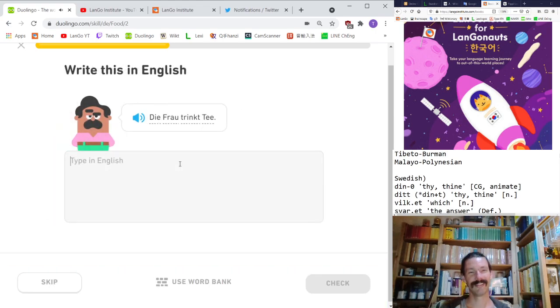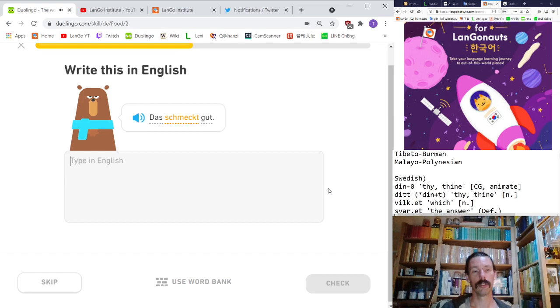Die Frau trinkt Tee. Both in Frau and trinkt have a uvular, although here in Frau and trinkt they're both devoiced somewhat by the consonant, maybe just in trinken because it's aspirated. The F could be aspirated too. The woman, it's a feminine one, trinkt Tee, drinks tea.